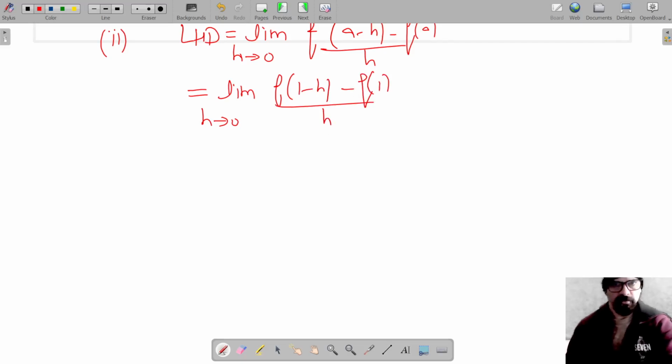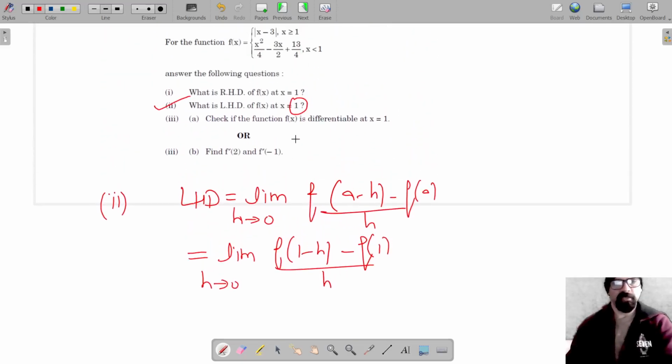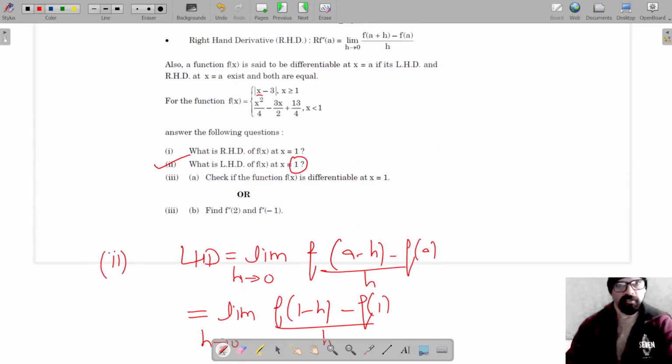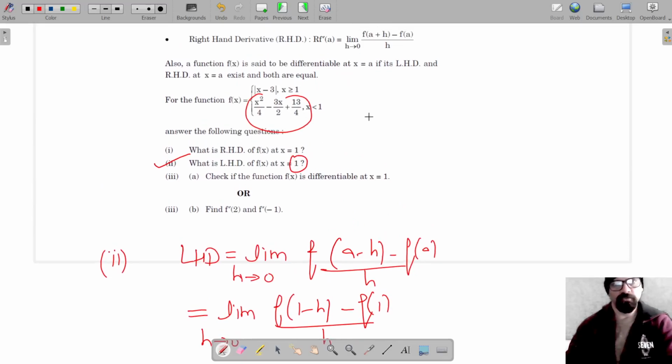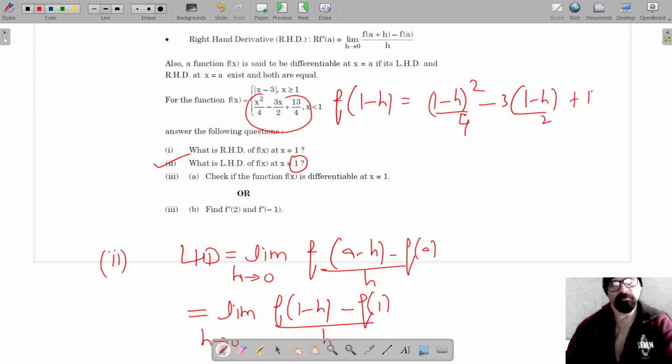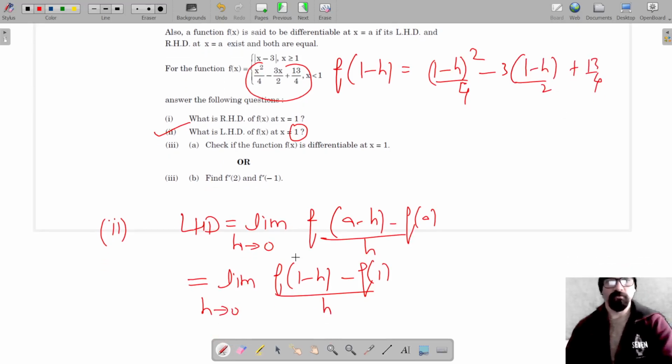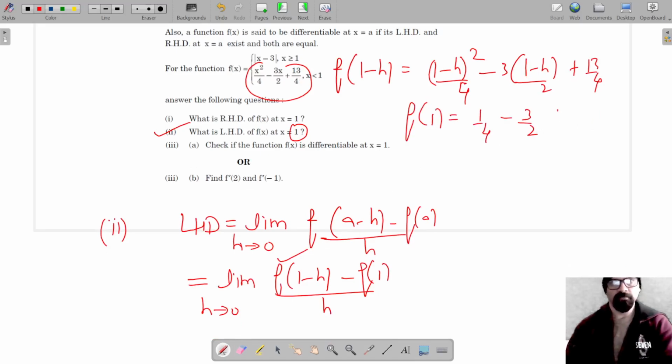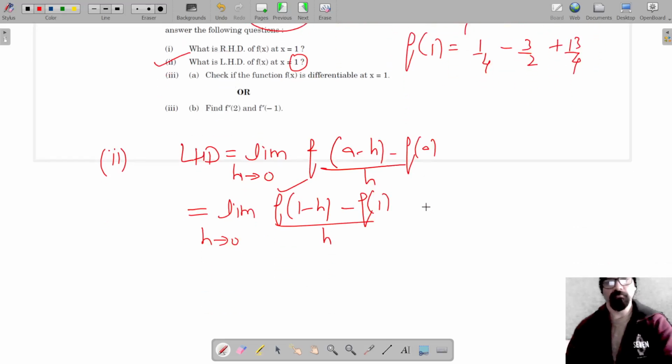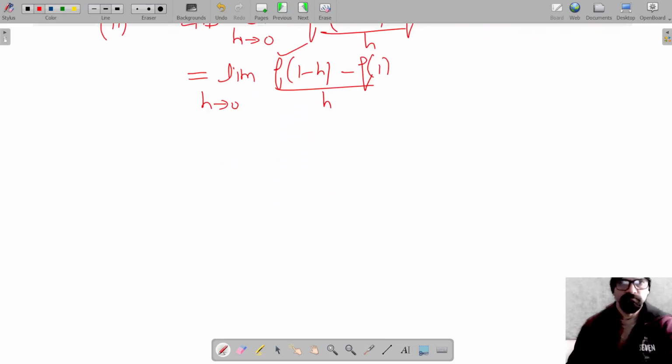Okay, now let's see what is the function to be used for the left-hand derivative, that is a value less than 1. This is the function that has to be used. Now f of 1 minus h becomes 1 minus h the whole square by 4 minus 3 into 1 minus h by 2 plus 13 by 4. So let's put this value here, and what would be the value of f of 1? So f of 1 would be 1 by 4 minus 3 by 2 plus 13 by 4. Let's put in the values first.